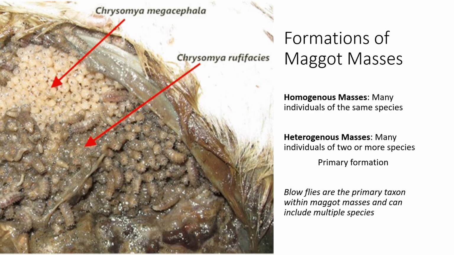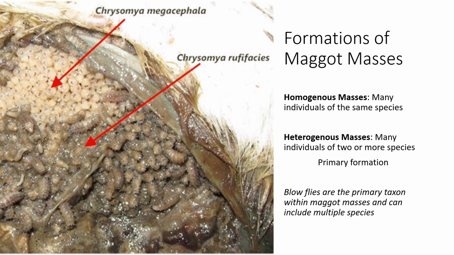There are different types of maggot masses depending on how many species there are on remains, but also how or where they're aggregating on the remains itself. So something called a homogeneous mass just means that the maggot mass is comprised of all maggots from the same exact species. So they can have different mothers, but they don't have more than one species within it. Whereas heterogeneous masses are the opposite, so it can have two or more species located in it.